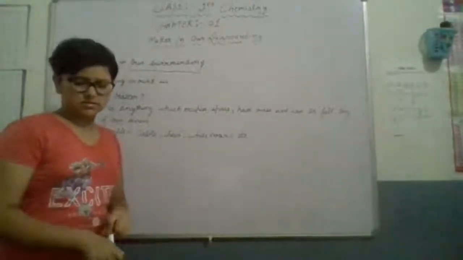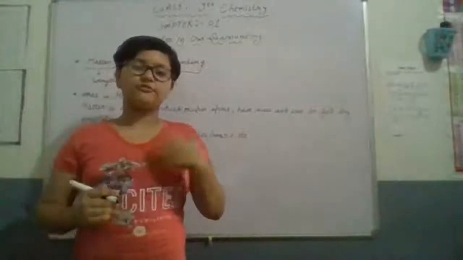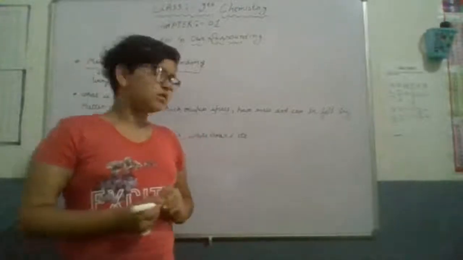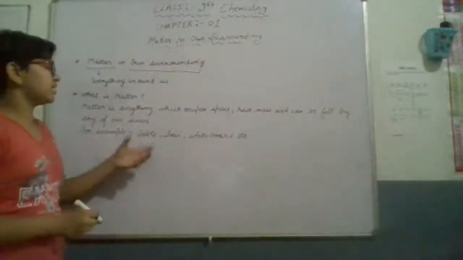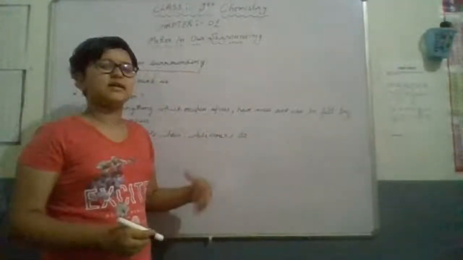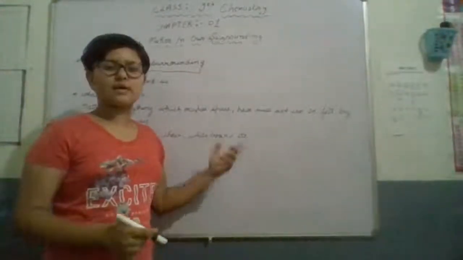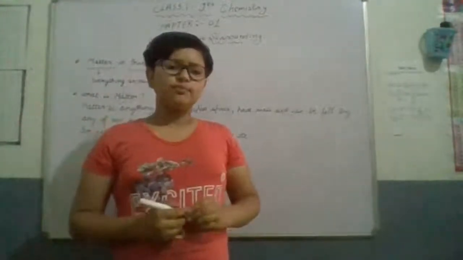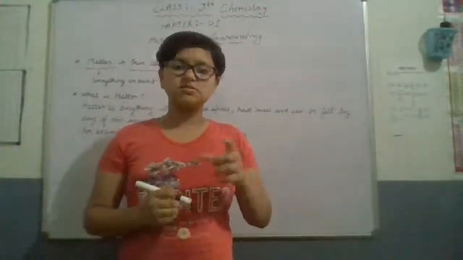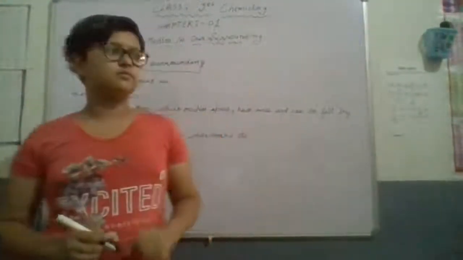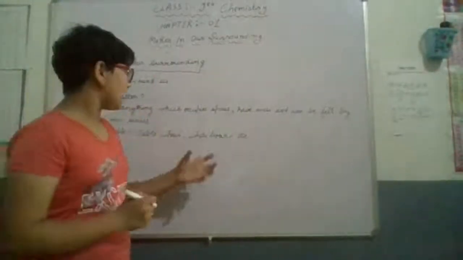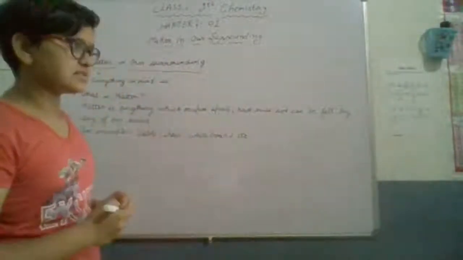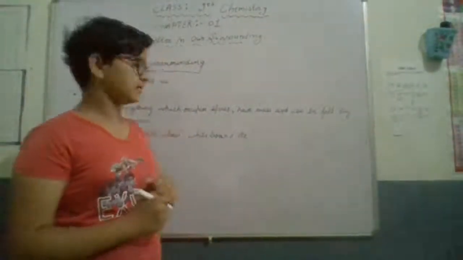Now, table, chair, whiteboard, etc. are matter. Our feelings such as hate and love, are they matter? No, they are not matter because they do not occupy space. They do not have any mass, and they also cannot be felt by any of our senses. Smell, on its own, is not matter, but the smell of perfume is matter as it can be felt by our senses. That's why it is matter.